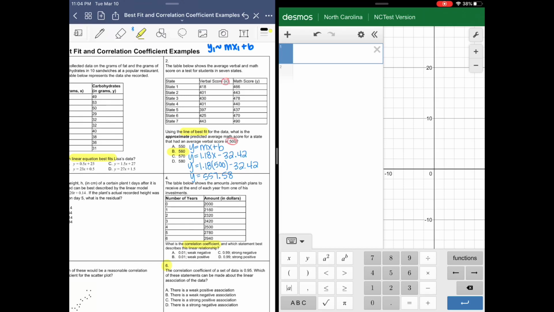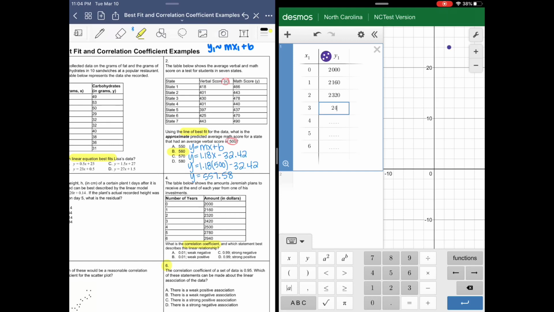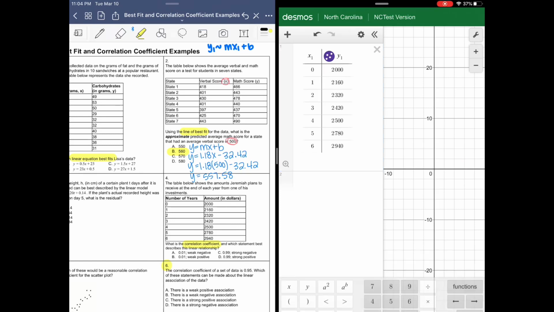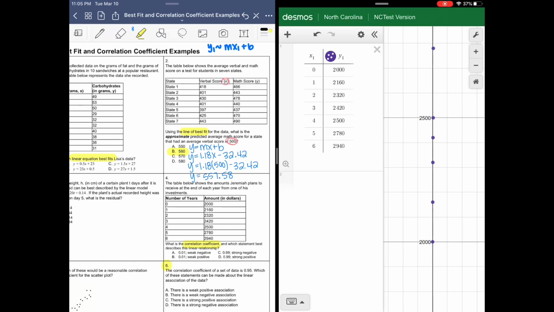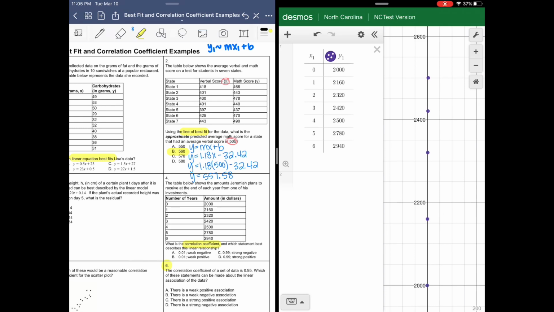To find a correlation coefficient, that shows up in Desmos when you find a line of best fit. So first, let's put this table into Desmos, plus table, and just type in your values. Okay, so I've got 0 through 6. All right, now I can't see any of these points on my graph, but I can zoom out. Whoa, there they are. They look pretty steep. This is a pretty steep line, and that's okay. Those are where my points are.